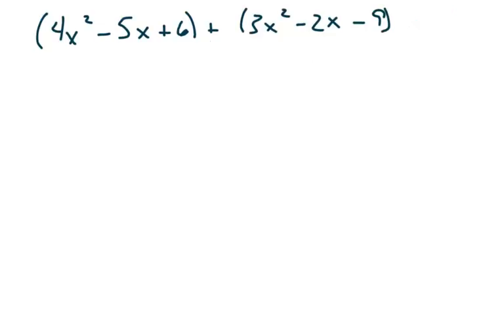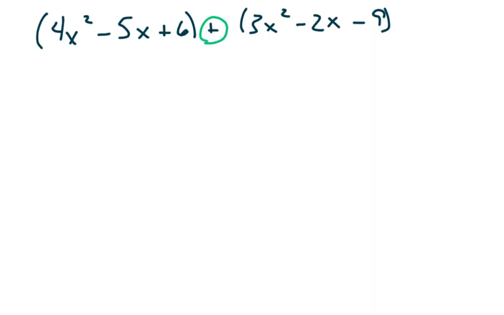So we have this problem. Now, how do I know what I'm doing in this problem? Well, the parentheses are there to group a polynomial together. So my first polynomial is 4x squared minus 5x plus 6. My second polynomial is the 3x squared minus 2x minus 9. What I'm doing with those two different polynomials is indicated by the symbol in between. In this case, there's a plus sign. So I'm adding the two polynomials. When I'm adding polynomials, I'm going to add my like terms.